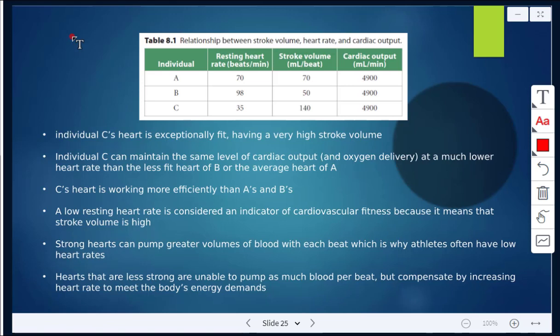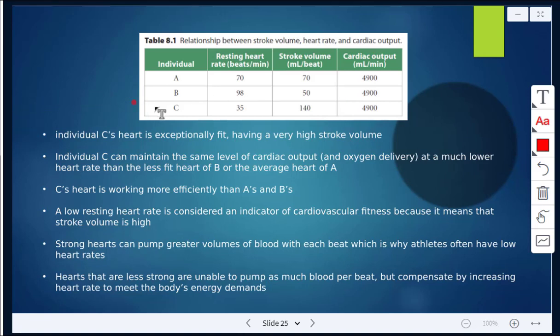All right, here we're looking at the relationship between stroke volume, heart rate, and cardiac output. We have 3 individuals: A, B, and C. We can see their resting heart rate: 70 beats per minute, 98 beats per minute, and 35 beats per minute. Here is their stroke volume in milliliters per beat: 70, 50, and 140. And their cardiac output is 4,900 milliliters per minute for all 3 individuals.